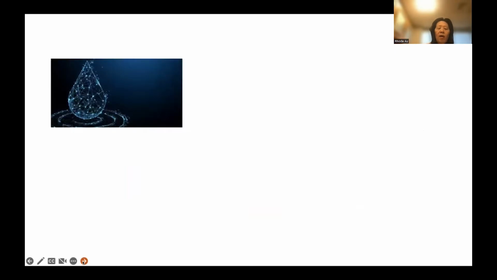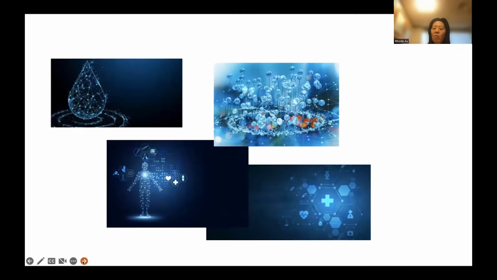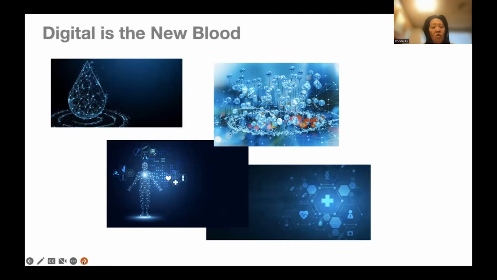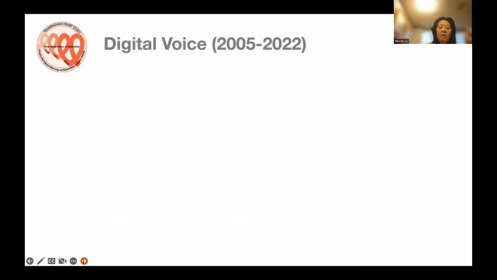It turns out that we can take this same concept and bring it to digital. With digital, we're at the stage where we're collecting lots of different digital metrics and deriving digital measures. But what I'd like you to think about is the concept of digital as the new blood. I want to give you an example of how that has worked out, using the Framingham Heart Study.